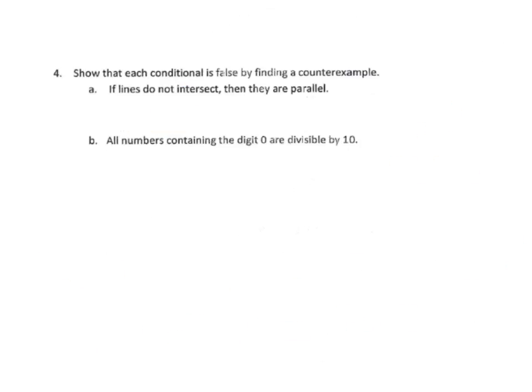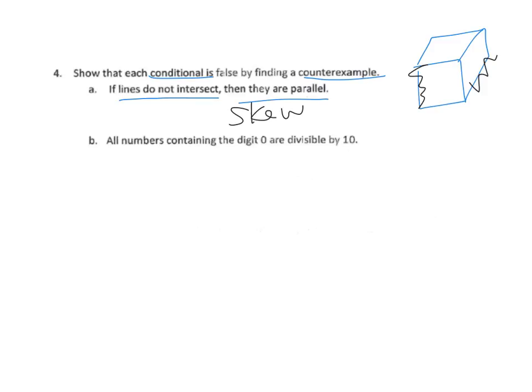Okay, 4, show that each conditional, so we're not flipping it around like before with the converse, is false by finding a counterexample. So we learned in chapter 1 what a counterexample is, something that disproves it. If lines do not intersect, then they are parallel. So we need to think of lines that do not intersect that are not parallel. So last chapter we talked about special types of lines that never intersect and are non-coplanar. So these lines are skew lines. So skew lines are examples of lines that do not intersect, but they're not parallel.